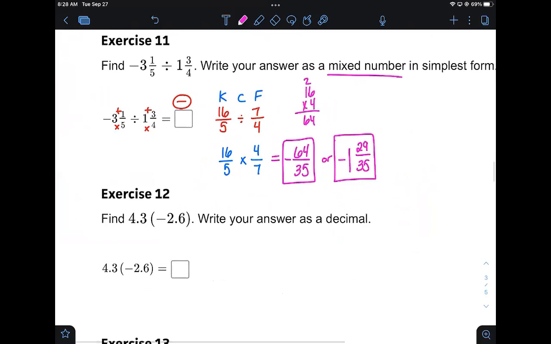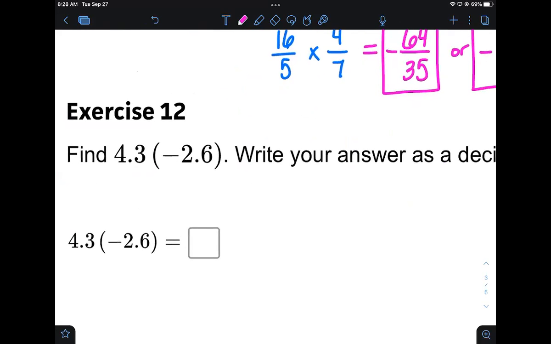Number 12. This one has us multiplying, not subtracting. That's what the parentheses are there for. So we don't see that negative as a subtraction symbol. 4.3 times -2.6. Chloe, when I multiply a positive number and a negative number together, what's my answer going to be? It is going to be negative, so I don't have to worry about writing the negative symbol anymore. I can just think of it as 2.6.